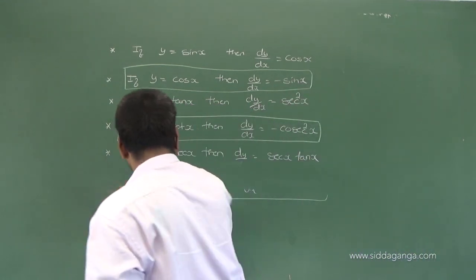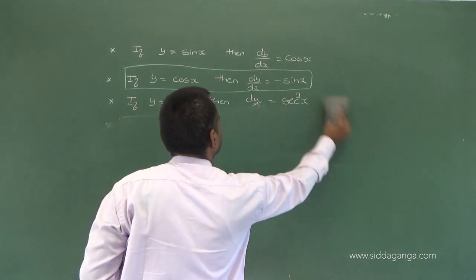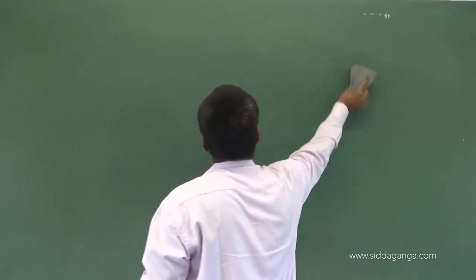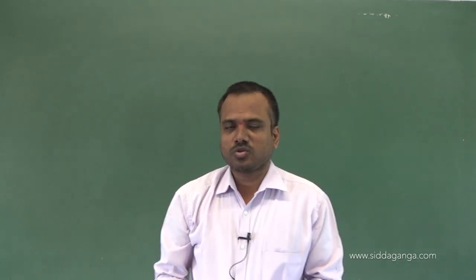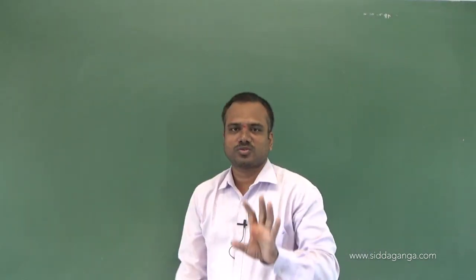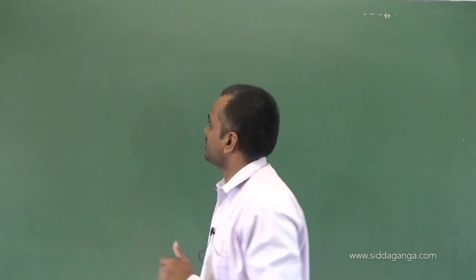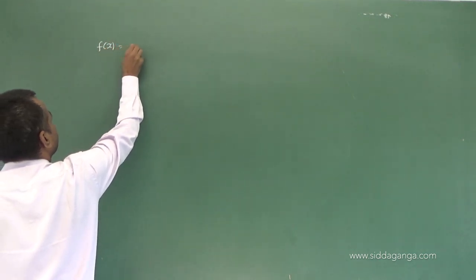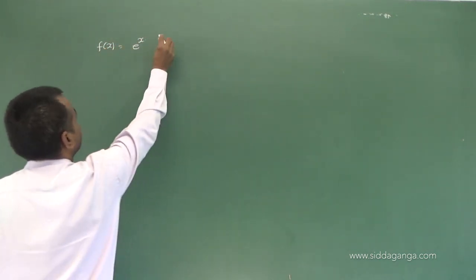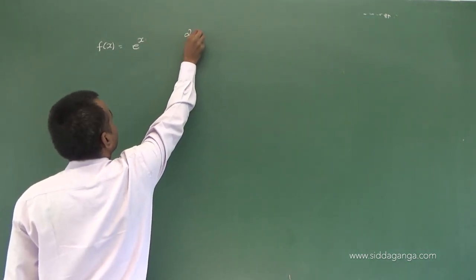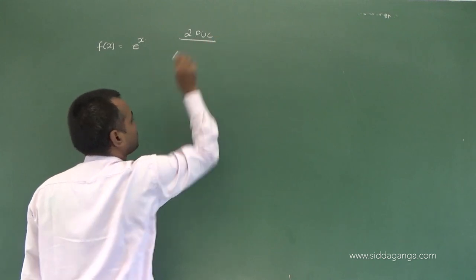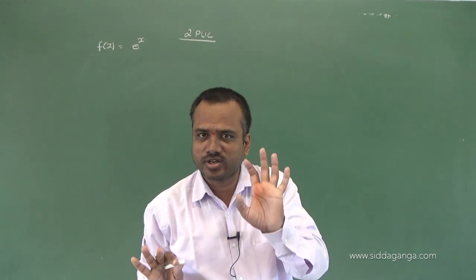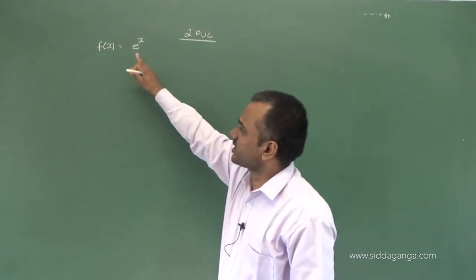We continue. Next, first principle formulas. For first PUC, first principle formulas are only for trigonometric functions. Now I will discuss the derivative of e to the power x. It is not in first PUC. It is a second PUC topic, but this formula is very important. It is not in the first PUC syllabus. It is in the second PUC syllabus.